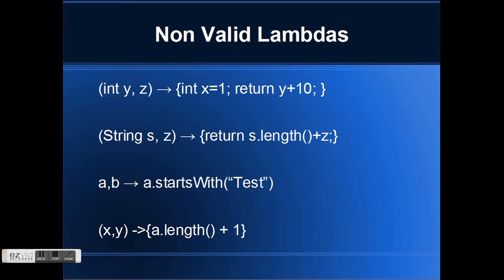Non-valid lambdas. These lambdas will not compile. So what's the problem with the first one? Z doesn't have a data type. What's the problem with the second one? Z doesn't have a data type. What's the problem with the third one? There are no parentheses. And what's the problem with the last one? A is not declared in the parentheses.